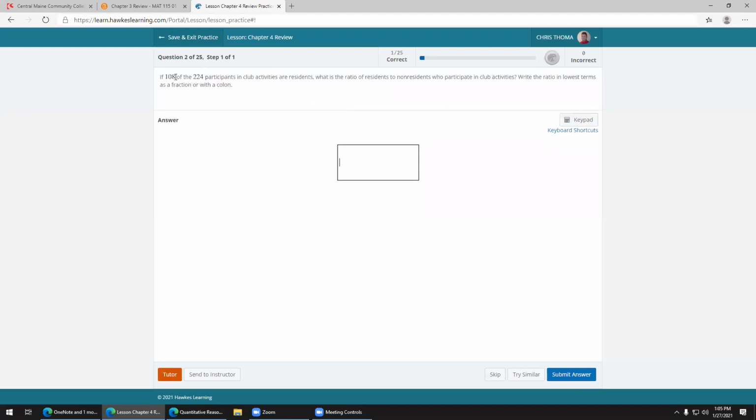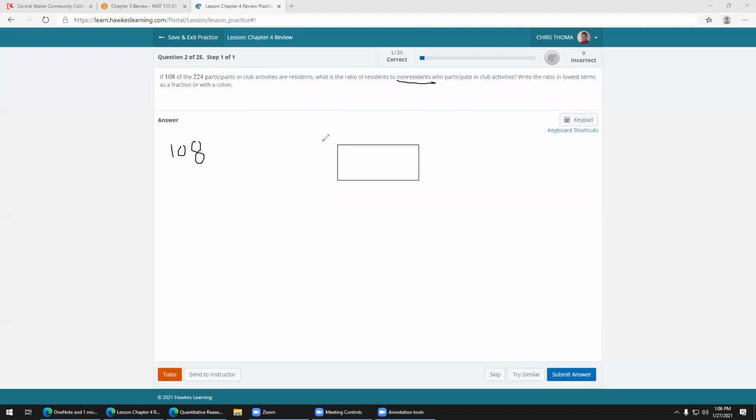All right, so 108 of 220 participants in club activities are residents. Write a ratio of residents to non-residents who participate in club activities. Write the ratio in the lowest terms. You can write it as a fraction or a colon. What we have to be careful with here is the wording. We know 108 are residents, and it doesn't want you to compare the 108 to the participants. It wants you to compare it to the non-residents.